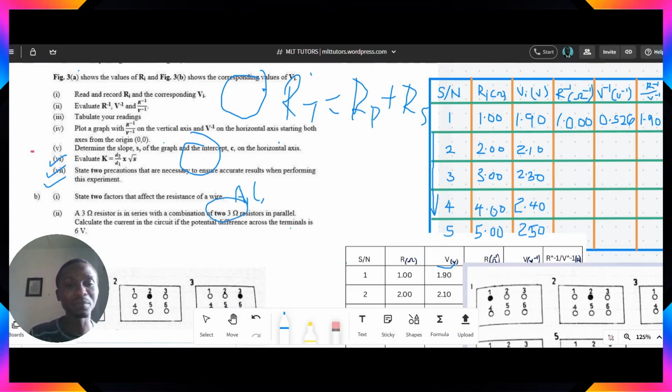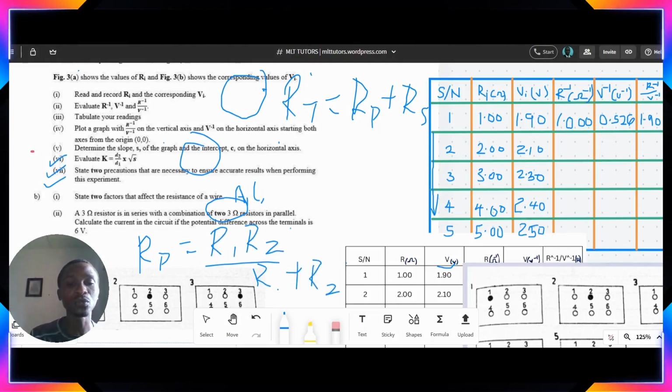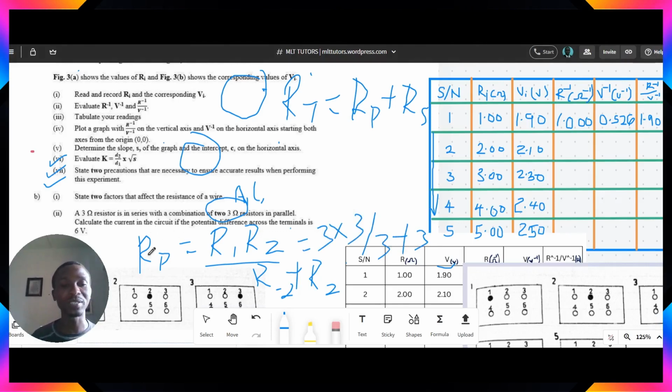The 2 that are in parallel, you can use combined resistor to do that. So you can just say your RP, that will be R1 multiplied by R2 over R1 plus R2. That is combined resistor. So that can just be 3 times 3 over 3 plus 3. So that gives you your resistance in parallel. Then your resistance in series, that's 3. So the value you get here, you add it together, that gives you the resistance total.